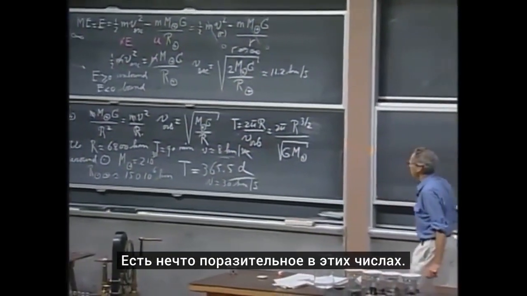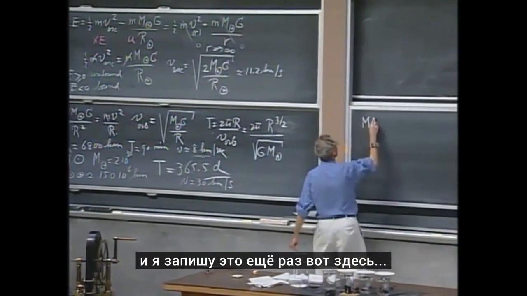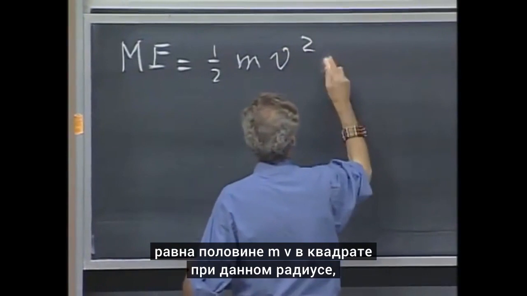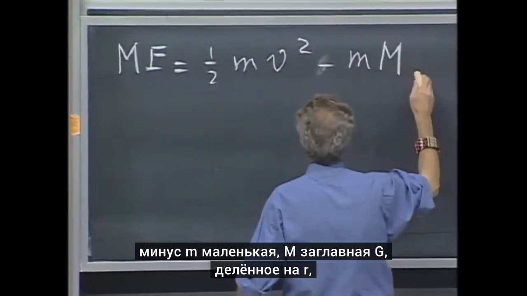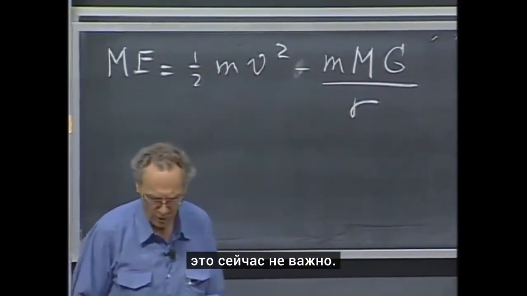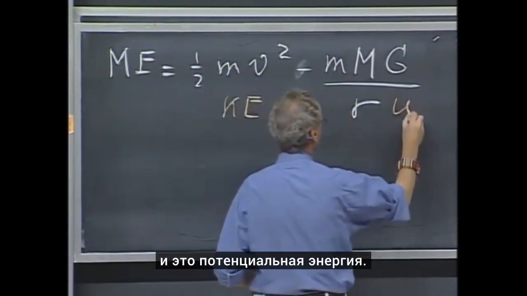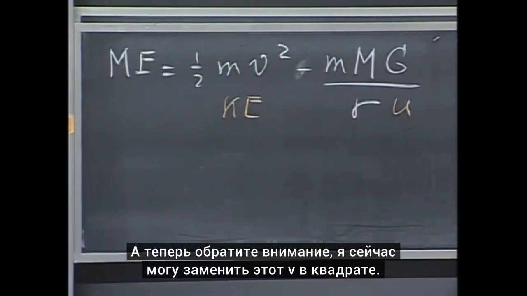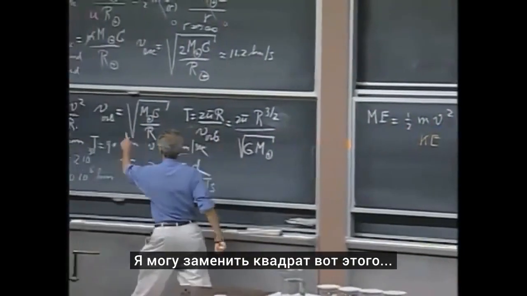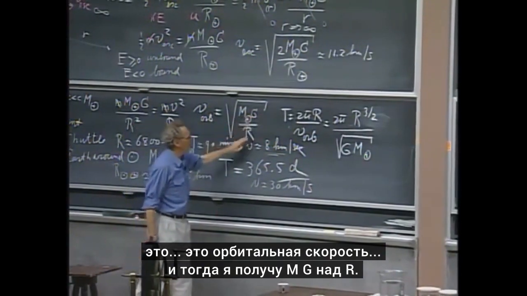There is something remarkable about these numbers. The total mechanical energy, and I will write that once more here, is 1/2 mv squared at a given radius minus little m, capital M, G over r. Whether M is the mass of the sun or the Earth is of no concern to me now. This is the kinetic energy for something in orbit at this radius, and this is the potential energy. But now notice, I can substitute for this v squared the square of the orbital speed, and then I get mMG over r.